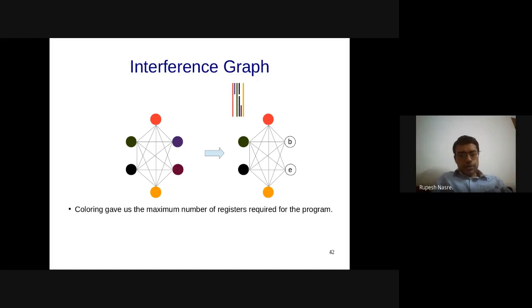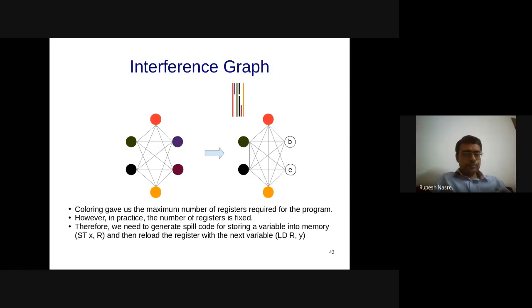So just to recap that part. Coloring gave us the maximum number of registers required for that particular program. In this case, it could be a function. It just gave us the maximum number of registers required. It doesn't obey that there are only a certain number of registers available in the architecture, and therefore whether it is possible or not is a separate question. In general, if the number of registers required is smaller than or equal to the number of registers you have in the ISA, then you are done. You don't require anything more.